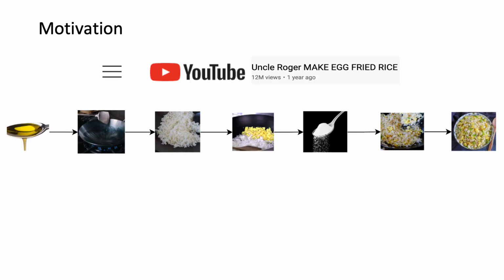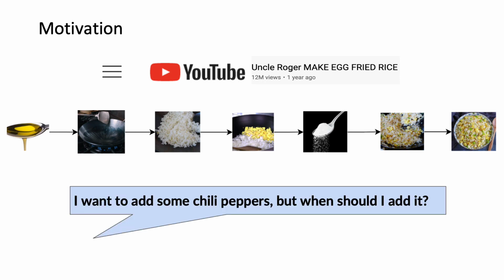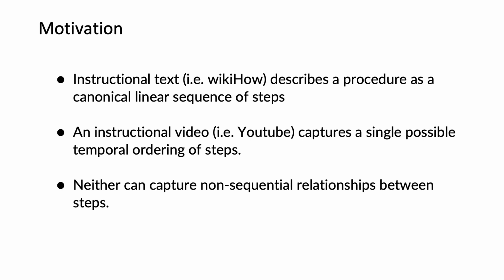In those cases, we may turn to other instructional resources for information, such as YouTube videos. However, we may run into similar problems, such as where to add a preferred optional step that is not mentioned in the video. So there we have it. While both instructional text and videos are useful resources, neither is able to account for non-sequential step relationships.